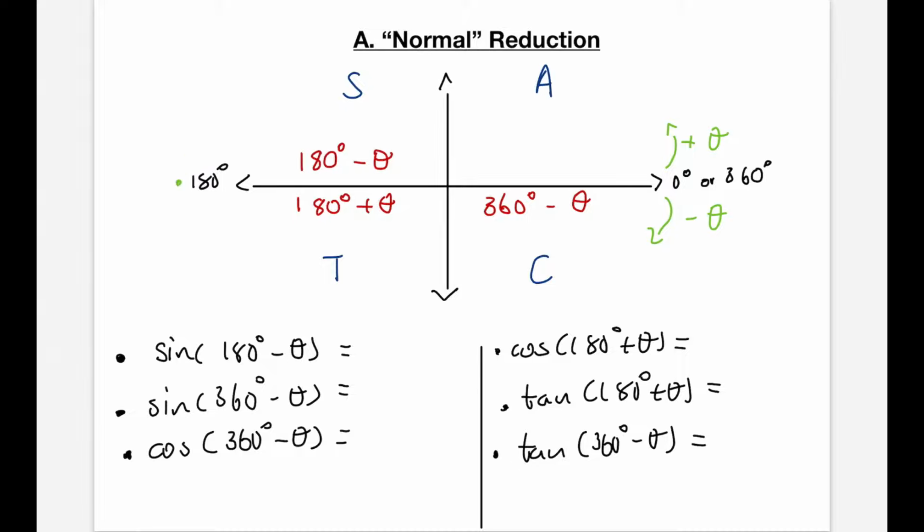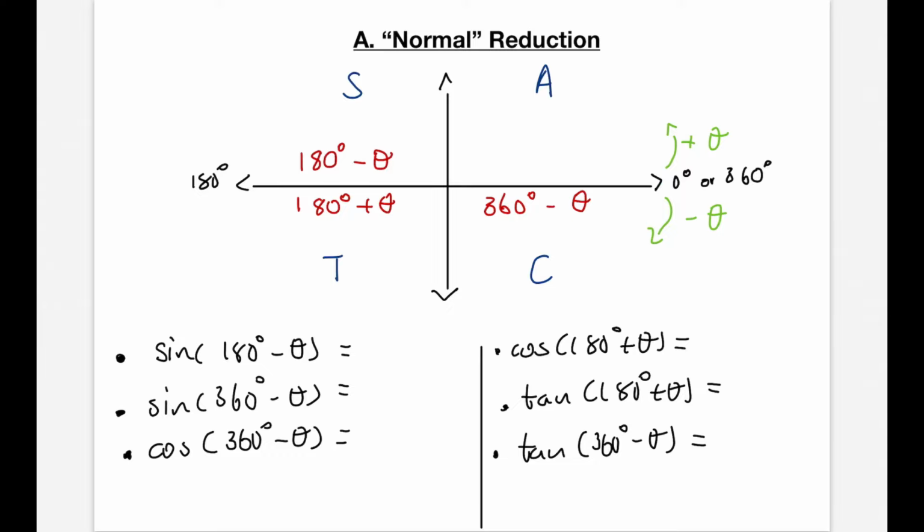If you were standing at the 180 point and we added an angle that's smaller than 90 degrees, you'd end up in this quadrant, and that's why we nickname it 180 plus theta. We nickname this quadrant 360 minus theta because if you were standing here at the 360 point and you subtracted an angle that's smaller than 90 degrees, you'd end up in that quadrant.